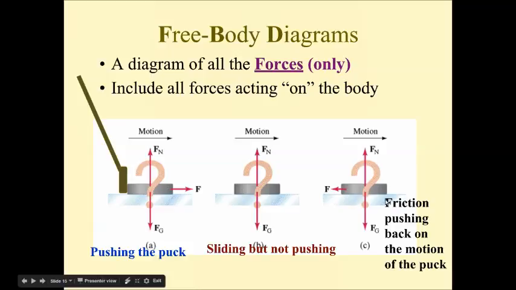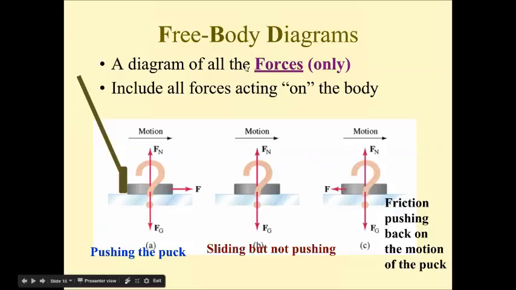On the third picture, if it comes across part of the ice that's got some friction, now because the motion is to the right, we have the friction to the left. So the friction is pushing back on the motion of the puck, and the acceleration will be to the left even though the motion's to the right. So from kinematics, you should remember that if the acceleration is opposite the motion, then it will slow it down and perhaps eventually stop it.